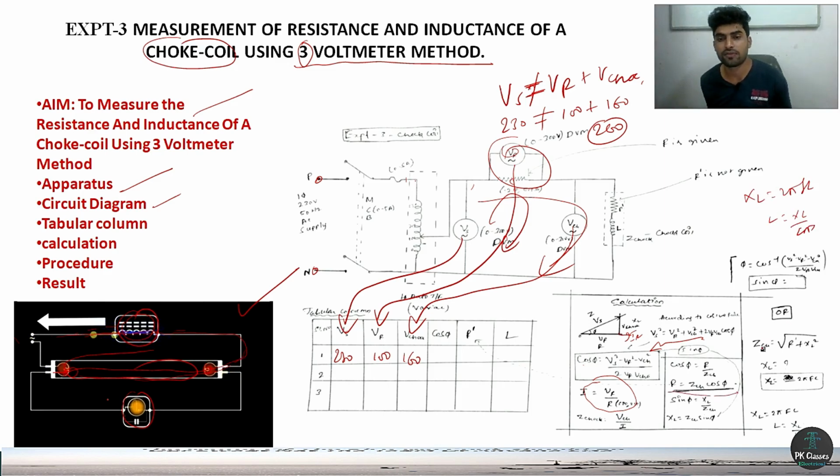We can use this formula also for calculation of Z choke. Z choke is equal to root of R square plus XL square. From this you can calculate, because R is a known value, and XL is equal to root of Z choke square minus R square. You'll get the XL value. So XL is equal to 2 pi FL, L is equal to XL by 2 pi F. Like this you have to calculate.